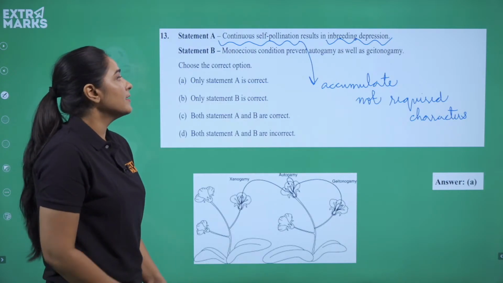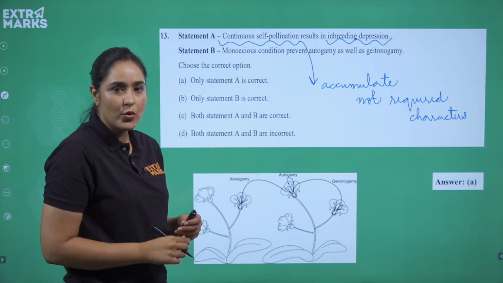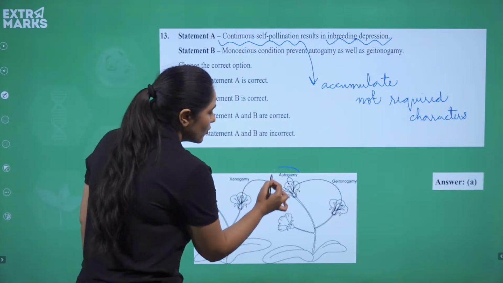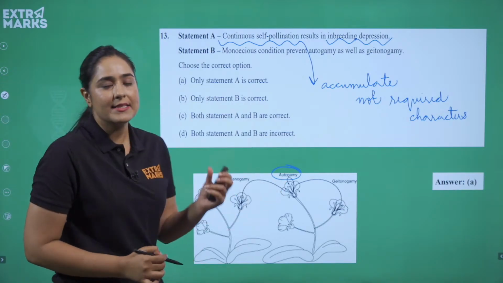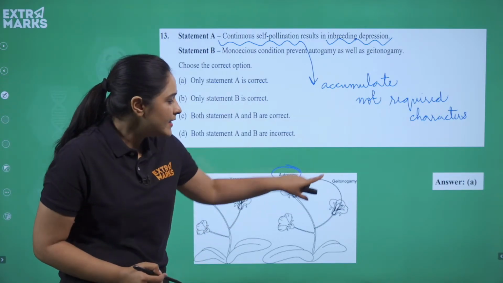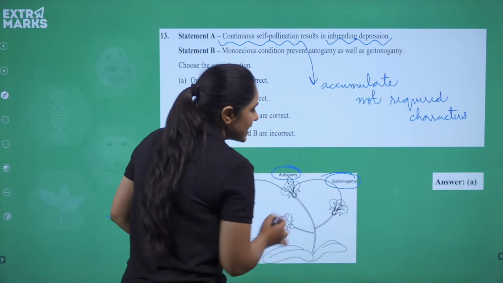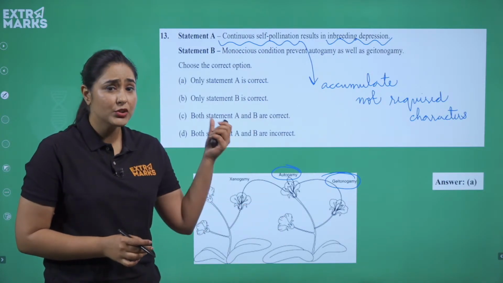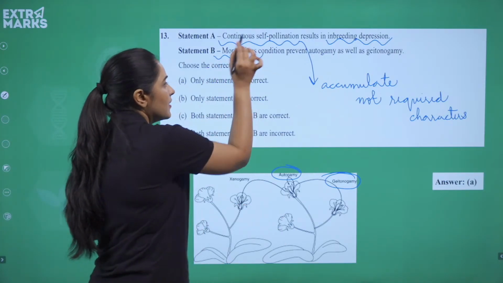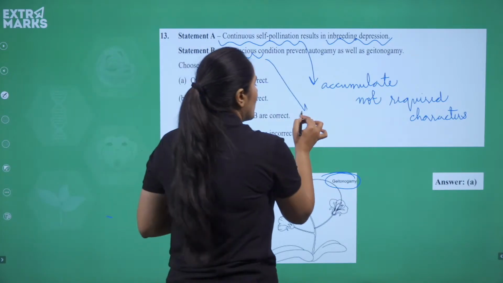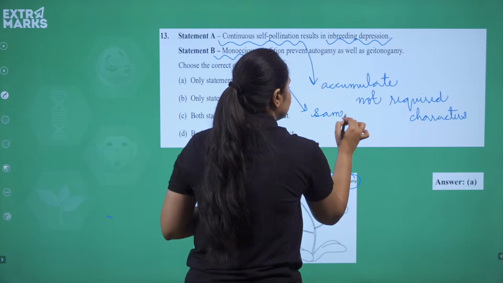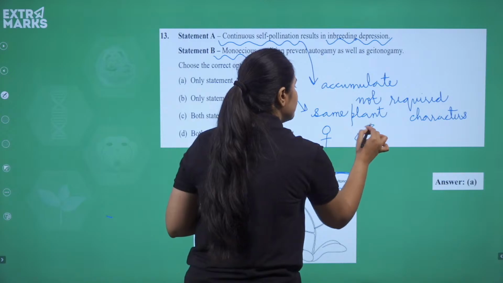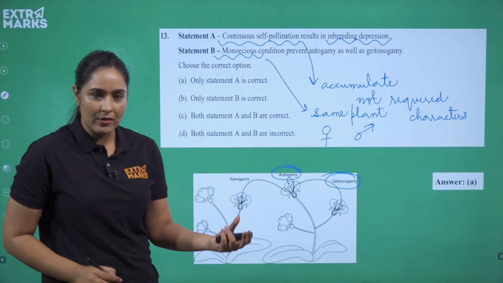Another statement says that monoecious conditions prevent autogamy as well as geitonogamy. As you can see here in this image, we are having autogamy. So fertilization is happening in the same flower. Here geitonogamy, fertilization is happening between two flowers present on the same plant. So in monoecious condition, same plant is having female flowers as well as male flowers.